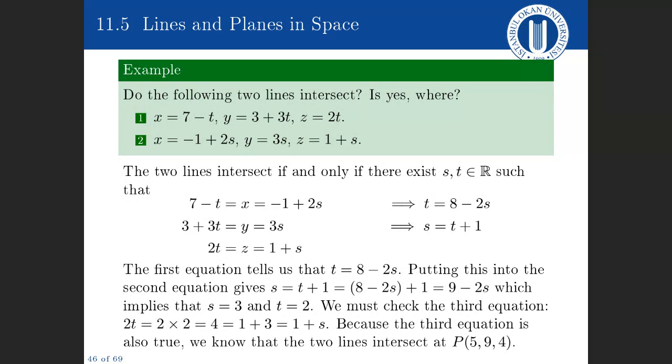How did I get this? Either take the first equation and replace t by 2, so it's 7 minus 2, 3 plus 6, and 4. Or we could take the second line and we could replace s by 3. Minus 1 plus 6, 3 multiplied by 3, or 1 plus 3. 5, 9, 4.